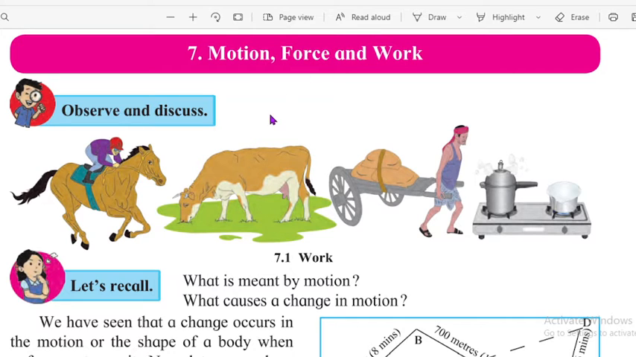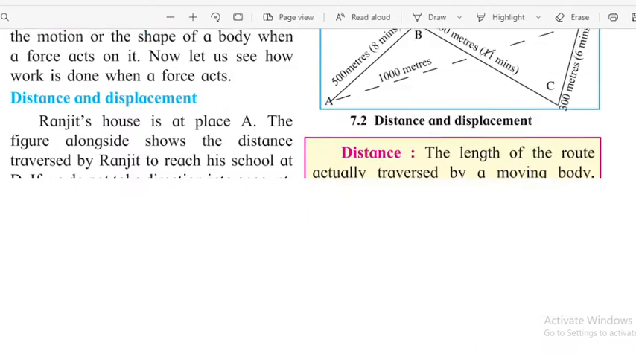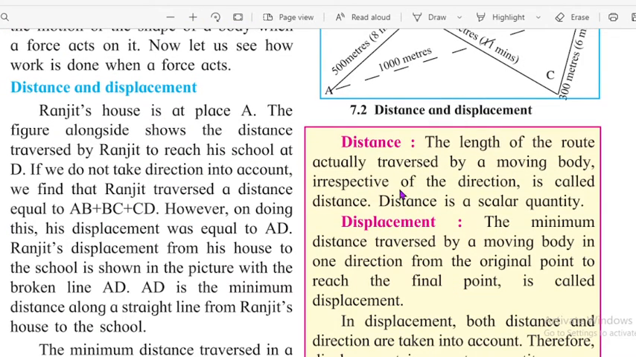In the last video, you learned about motion, force and work. Now, we will revise it. You have learned about distance. Distance is the length of the route actually traveled by a moving body, irrespective of the direction. It is called distance, and distance is a scalar quantity.